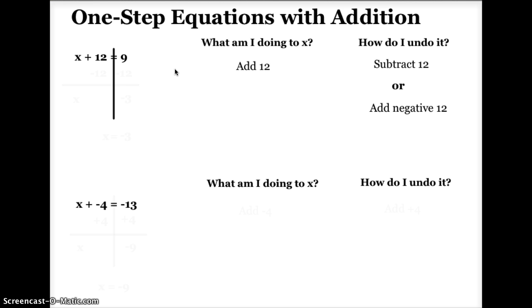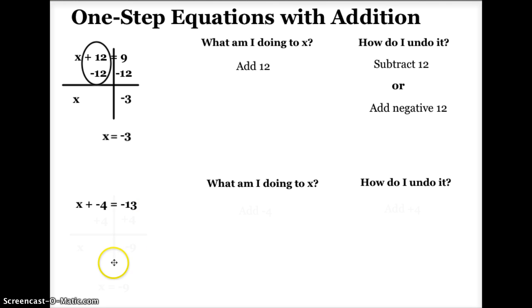In this problem, I have to undo adding 12 to x. The way I do that is by subtracting 12 or adding negative 12. But if I do it on one side of the equation, in order to keep that equation balanced, I have to do it to the other side of the equation also. In this problem, I have positive 12 and negative 12 on the one side of the equation, and that's just going to be equal to 0. So I just have x left over. On the other side of the equation, I have 9 and negative 12, and that's going to be equal to negative 3. So the first problem, x is equal to negative 3.